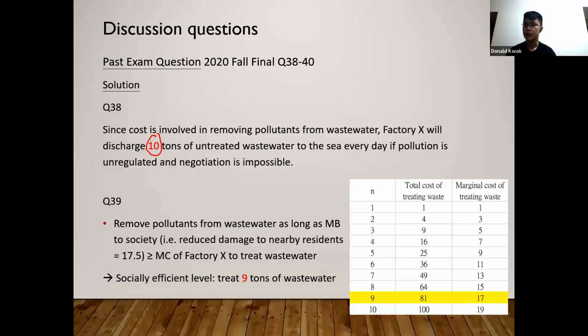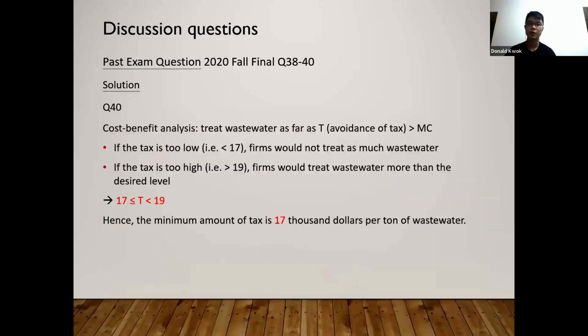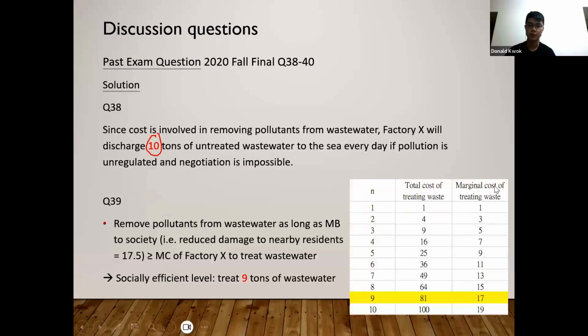And finally, question 40: to achieve the socially efficient outcome, what will be the amount of tax to attain this outcome? It will be the cost and benefit analysis of the firm this time. The benefit of treating wastewater is avoiding paying the tax T that we're going to find, while the cost of treating wastewater is the marginal cost of treating wastewater from this marginal cost table here. To induce the firm to treat 9 tons of wastewater, the tax has to be at least 17, such that the firm would reduce the 9th ton of wastewater.